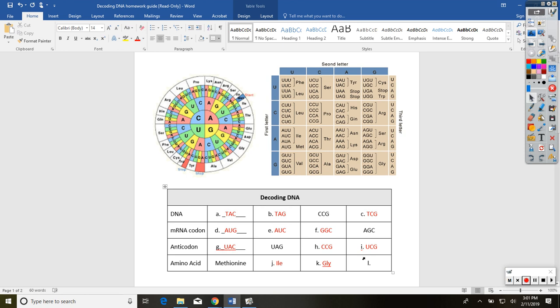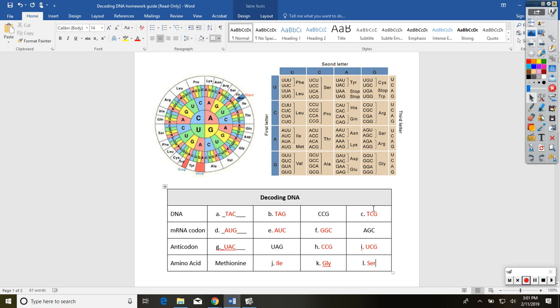Last but not least, we need to find the amino acid that is based on the codon. So go up to one of the two codon charts, and we are looking for the AGC because we're looking for the mRNA codon, not the anticodon. AGC, here's A in the red, G in the yellow, and C in the blue is Ser.